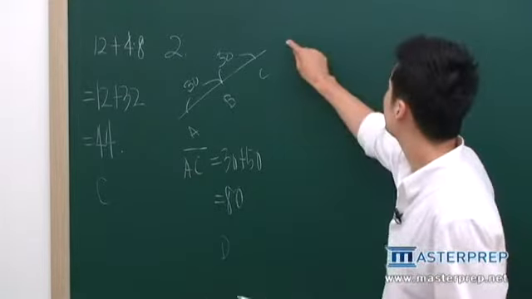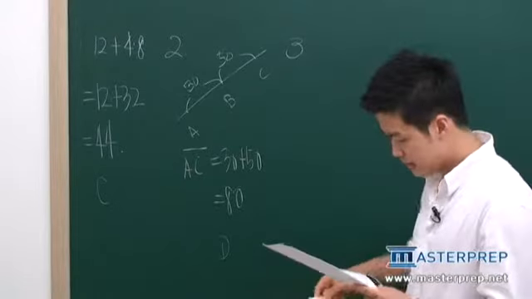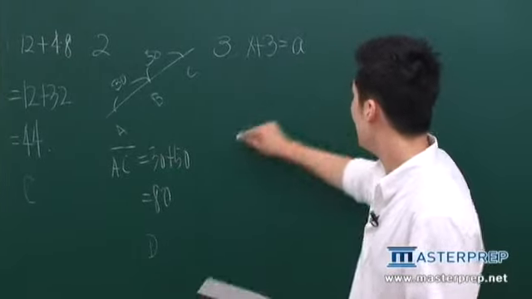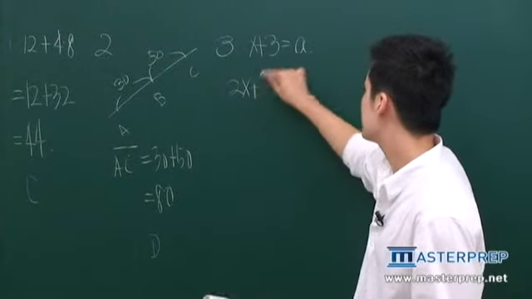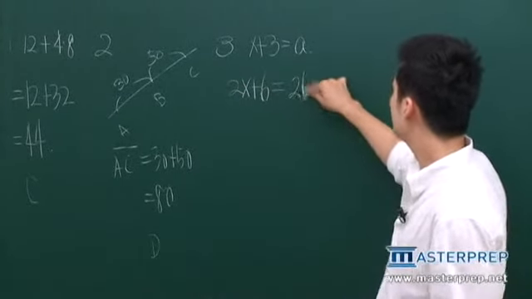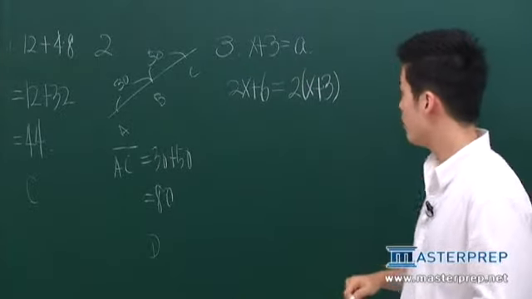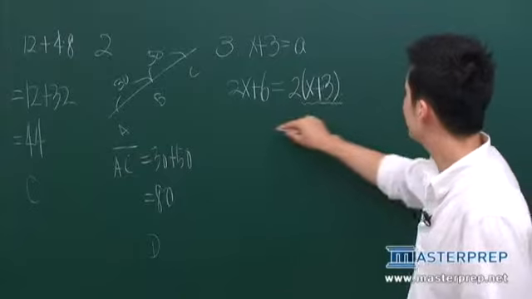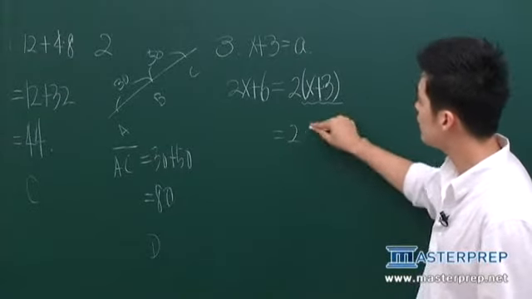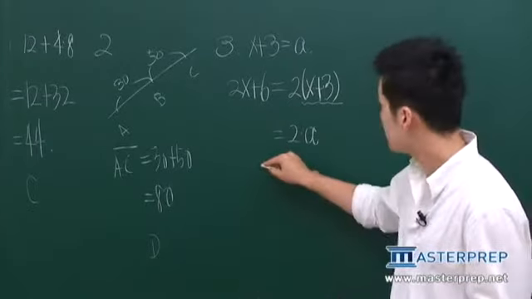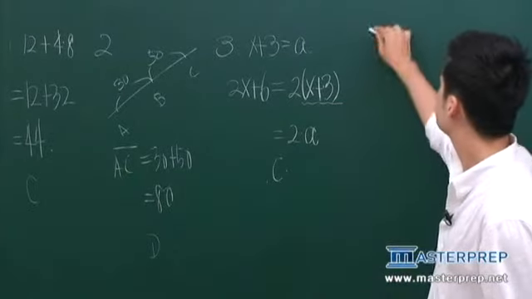All right, so let's solve number 3. We are given that x plus 3 is equal to A, and we want to figure out 2x plus 6, which is an expansion of this form. And what do we know about x plus 3? Well, we do know that this is equal to A. So 2A is equal to 2x plus 6. So the answer is C.